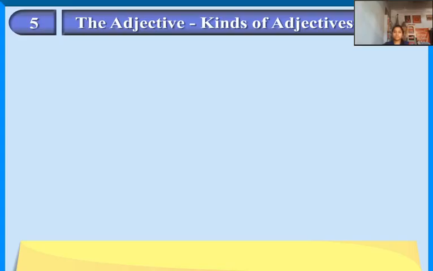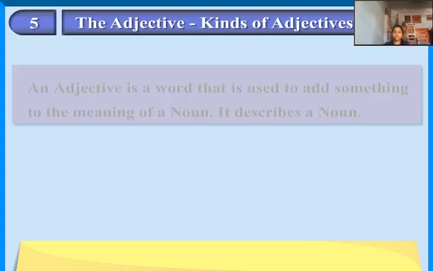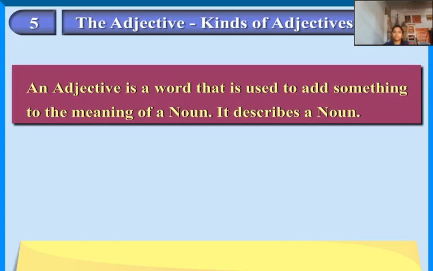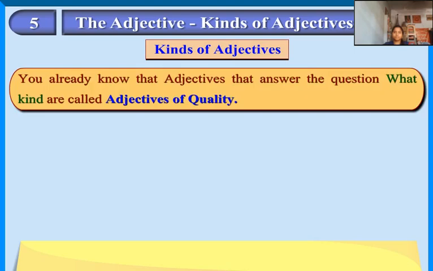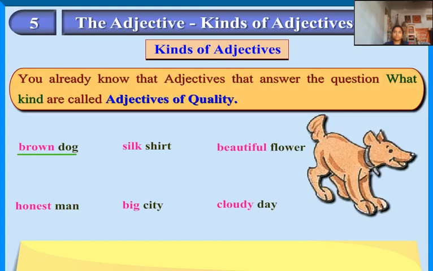The adjective. Kinds of adjectives. An adjective is a word that is used to add something to the meaning of a noun. It describes a noun. You already know that adjectives that answer the question, what kind, are called adjectives of quality. Brown dog, silk shirt, beautiful flower, honest man, big city, cloudy day.